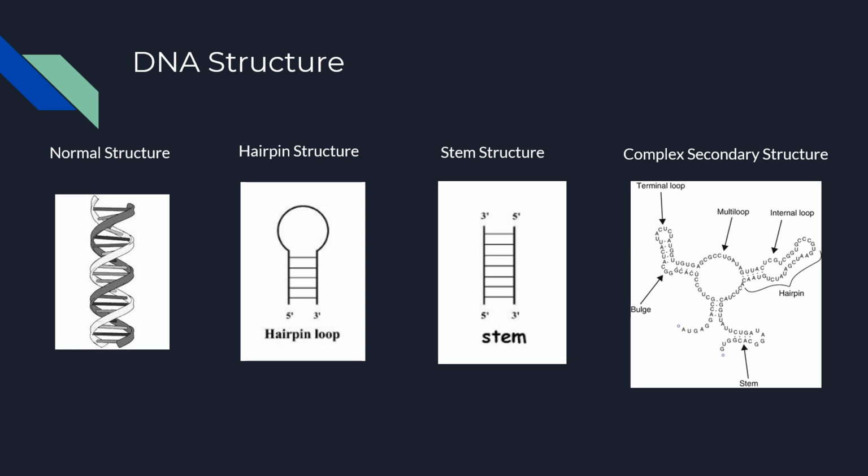In order to understand replication, it is important to note that DNA is typically in the form of a double helix with complementary antiparallel strands. It is made up of a sugar phosphate backbone and 4 nitrogenous bases: adenine, guanine, cytosine, and thymine. Sometimes the structure of DNA varies due to self-bonding of a single-stranded DNA, which causes different secondary structures to form. These include the hairpin structure, stem structure, and the complex secondary structure.